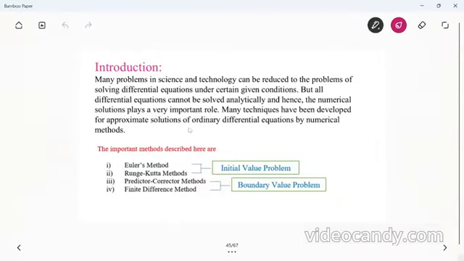The important methods described in your syllabus: Euler's method, Runge-Kutta method, predictor corrector method, and finite difference method. Euler's method and Runge-Kutta method are both initial value problems, and predictor corrector method and finite difference method are both boundary value problems. Actually, what is an initial value problem? Suppose our differential equation is given, and at the initial point our functional value should be defined. So that is an initial value problem. For a boundary value problem, if some differential equations are given and at the boundary points our functional value should be given, that is a boundary value problem.